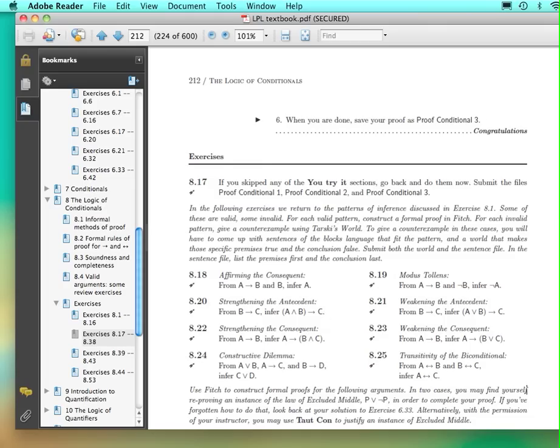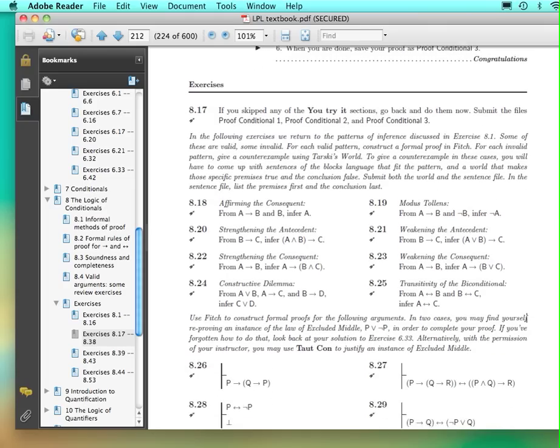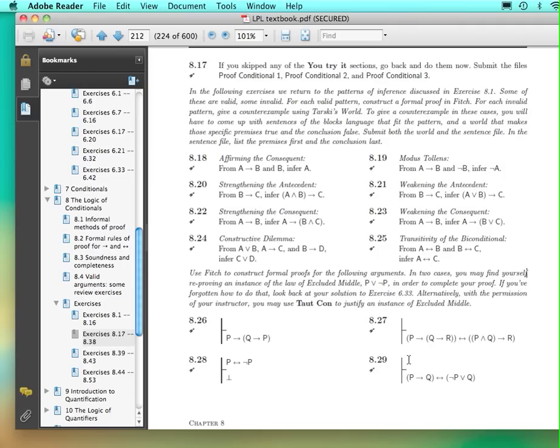The excluded middle is basically an expression of a disjunction and the negation of the original disjunct. So P or not P. If you did 6.33, you set up the entire structure for how to do that. However, TautCon allows us to just write this sentence in there. This sentence is known as a tautology.